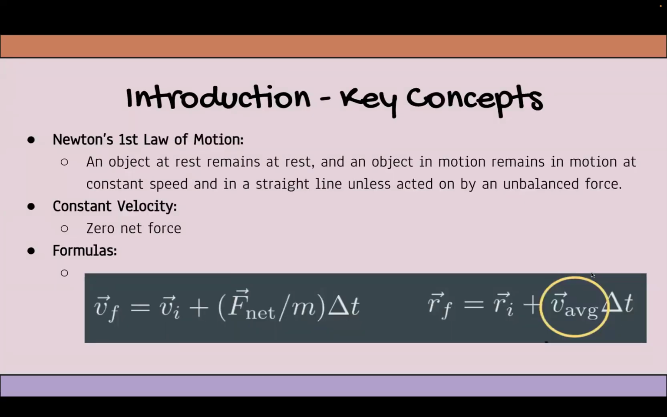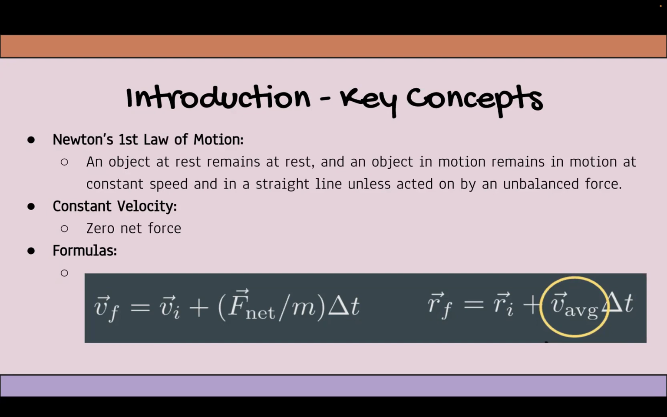So an introduction to the key concepts used in this lab are Newton's first law of motion, constant velocity, and the different formulas. So Newton's first law of motion is that an object at rest remains at rest, and an object in motion remains in motion at constant speed and in a straight line unless acted on by an unbalanced force. And this can be seen in the lab and in the video I will show that the rolling string continues to roll in a straight line because there are no other forces acting on it.